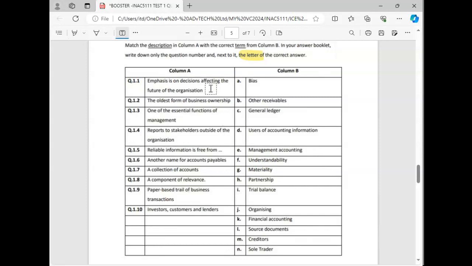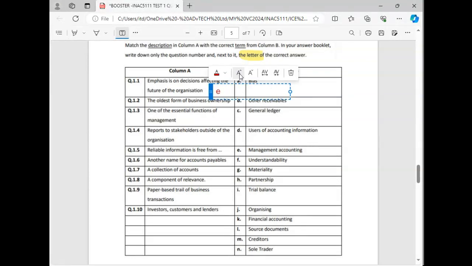Please, what do you think is the answer for 1.1? These are the options. Write it down. What do you think? Don't be surprised, guys. I've got some of my students in class here. I agree with you, Siam Tanda. The answer is E. Management accounting. So the answer is E.